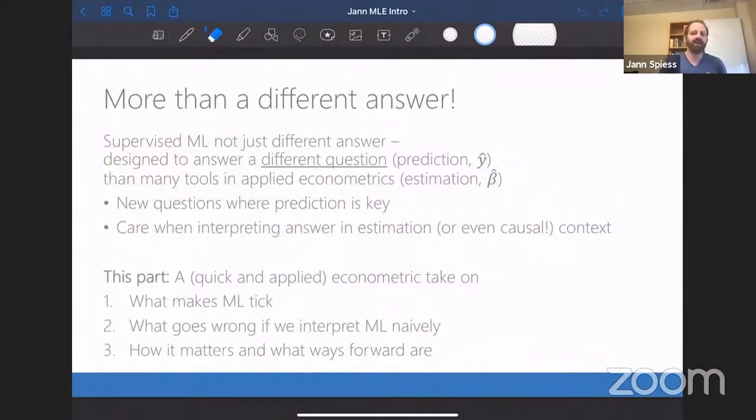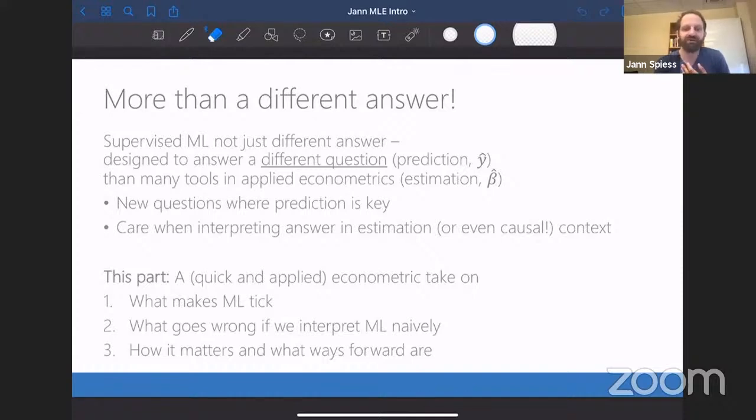So the main takeaway I want you guys to take away from this, and also from Sendhil's earlier talk, is really that machine learning doesn't just provide a better answer or a different answer to the same question, but the difference between machine learning and many classical econometric tools is really that the question itself is different. In the sense that the question that machine learning typically asks, and here I'm talking about supervised machine learning, can talk a little bit more about other machine learning methods, is to answer a prediction question about finding a good predictor, so solving a y-hat problem, while many tools that we are very familiar with of the OLS kind in applied econometrics are really about estimation, so finding a parameter value beta hat.